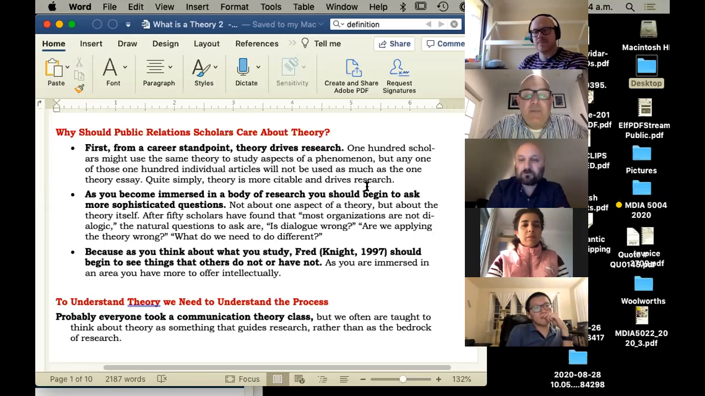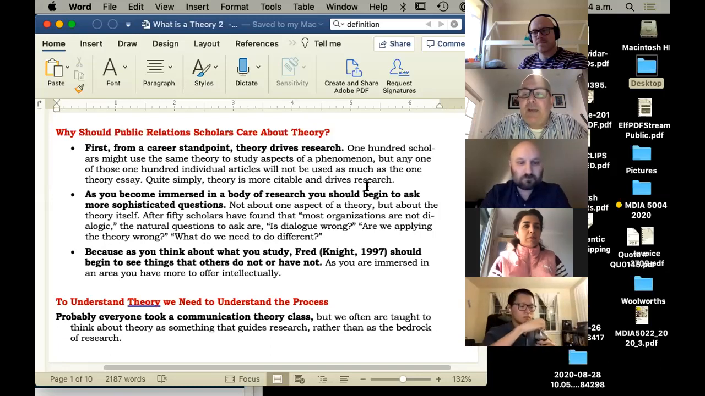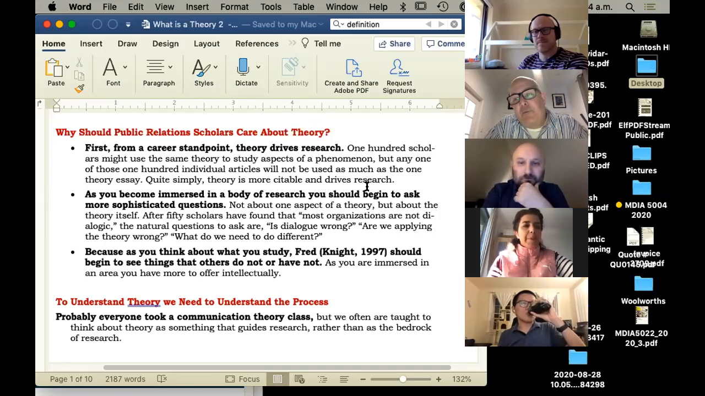And so that's another issue. In theory, it'll come to you with time, where you'll start realizing there are questions I want to ask about this concept.